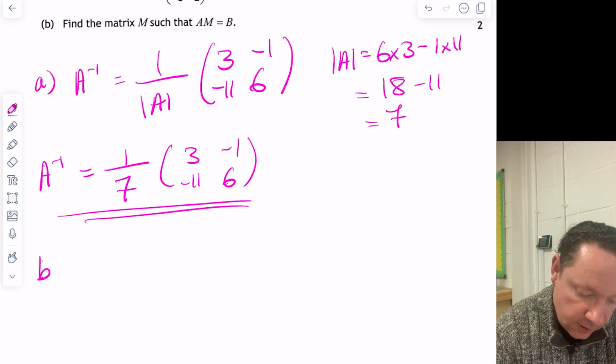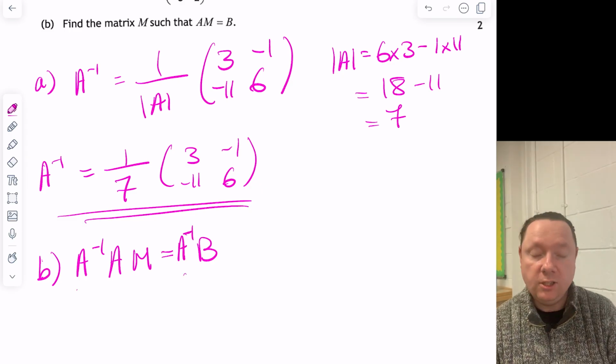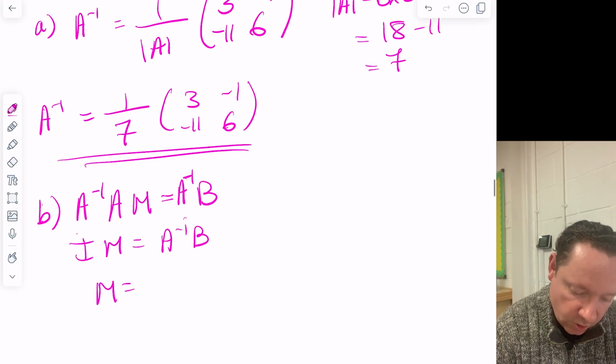Part B says, find the matrix M such that AM equals B. There's a couple of ways to do this, but I think the simplest way, especially when we've got the inverse already, is to start with the fact that AM equals B. We can put an inverse here, and then just put it here. Now make sure you put your orders in the right place. I put it in front, so I put it in front. A inverse A is I, so IM equals A inverse B, but I times M is M. So M is just A inverse B.